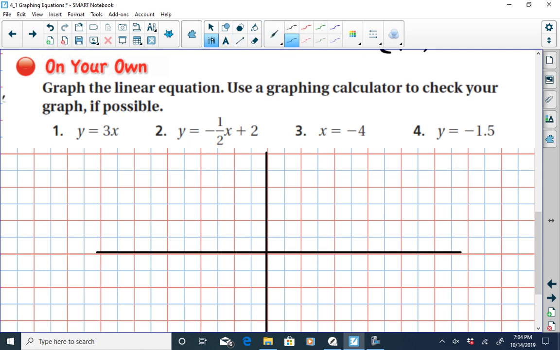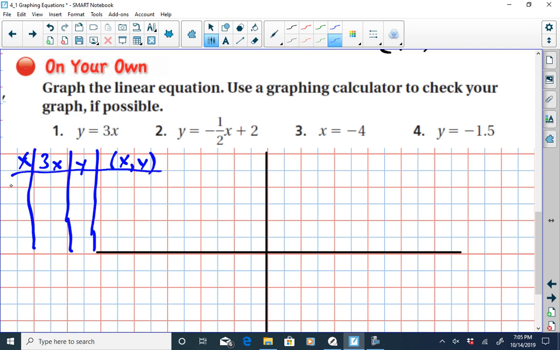Okay. Let's start with y is equal to 3 times x. So if y is equal to 3 times x, I'll make my table over here. We have a column for x. We have a column for the expression here, 3 times x. We have a column for our y values. And then we should make a column for our ordered pair, that would be (x, y). Let's try -1, 0, and 1.